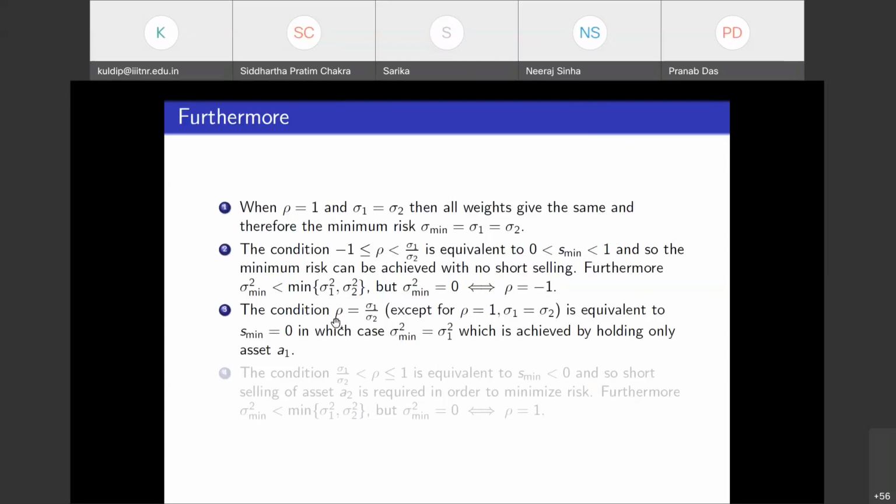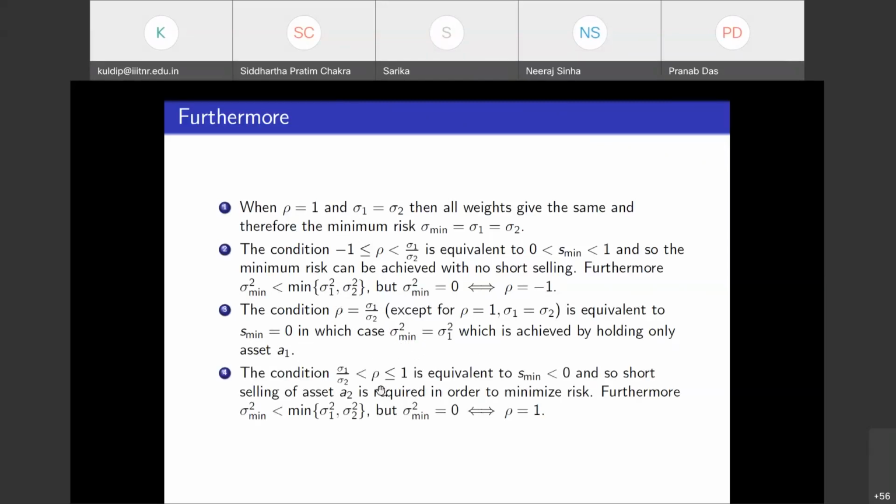If your rho is equal to sigma 1 by sigma 2, except the case already considered here where rho equal to 1 and sigma 1 equal to sigma 2, then you can show that S mean is 0. So that means the minimum variance is achieved by zero investment in the second asset. That means minimum variance is achieved by investment only in the first asset.